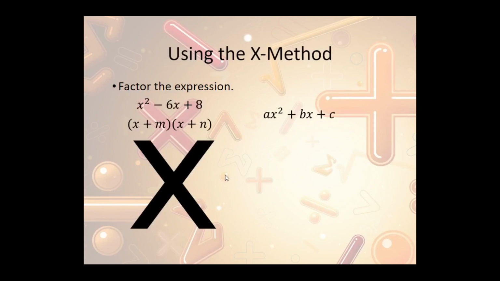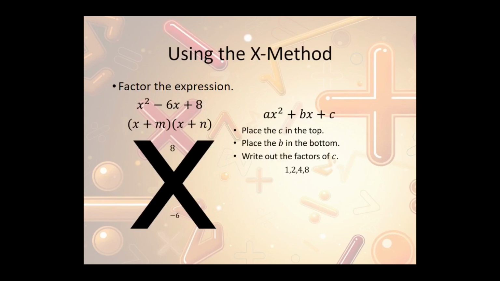We have x squared minus 6x plus 8. So same thing, place c at the top. So c is 8, so that goes here. Place b in the bottom, which is negative 6. So that goes there. Then I'm going to write out the factors. What are the factors of 8? Well, I have 1, 2, 4, and 8.